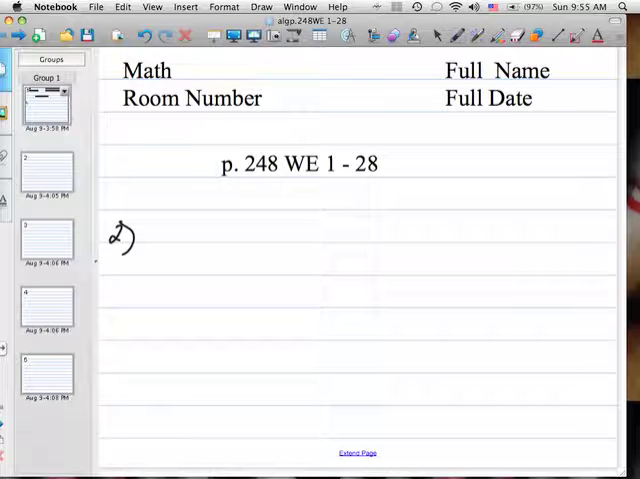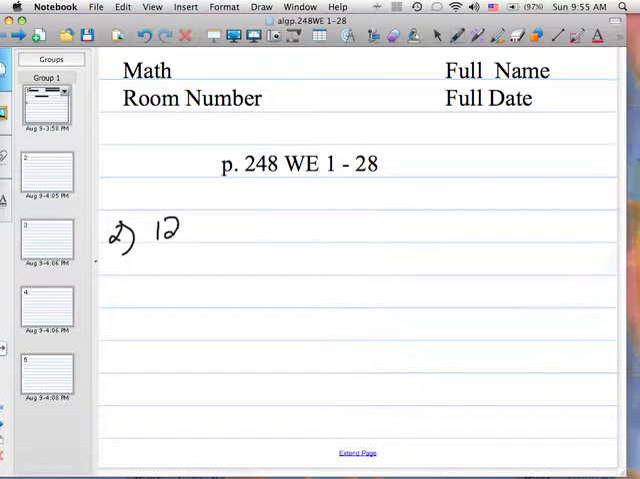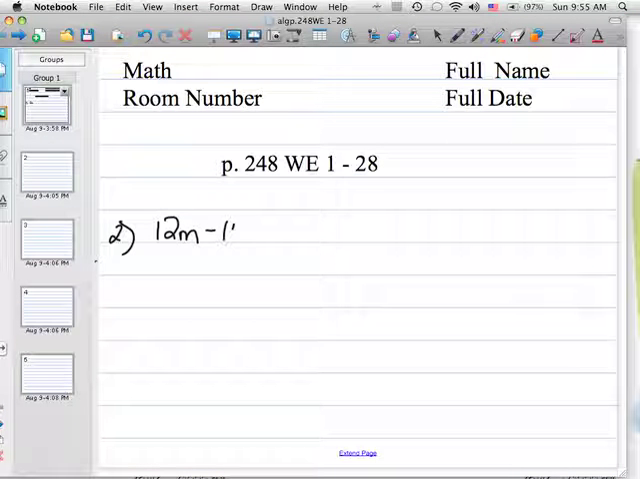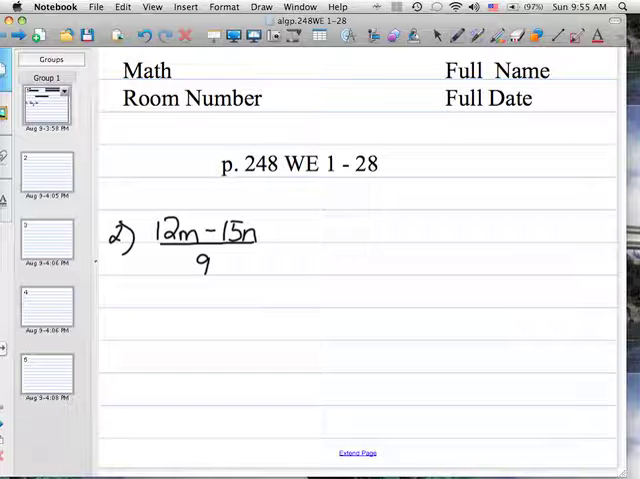Problem number 2. They ask you to give the restrictions on the variable. That's just telling what the denominator cannot be. I'll do a couple of them with you, but you don't have to do it until you get to Algebra 2. So problem number 2.